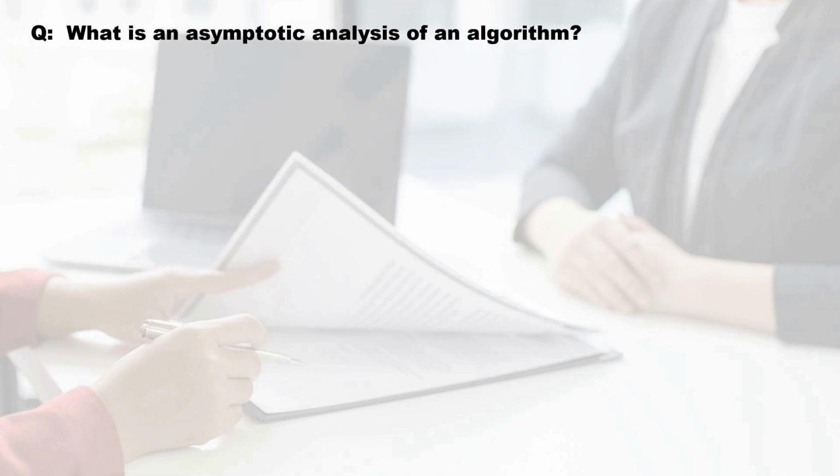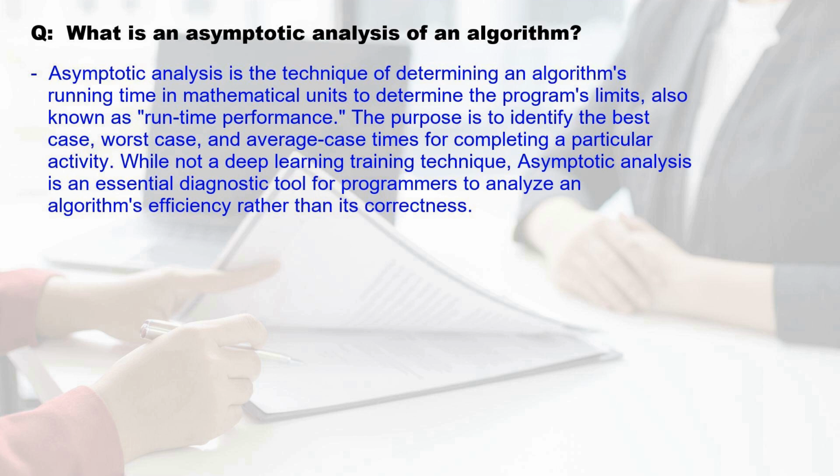What is an asymptotic analysis of an algorithm? Asymptotic analysis is the technique of determining an algorithm's running time in mathematical units to determine the program's limits. Also known as runtime performance. The purpose is to identify the best case, worst case, and average case times for completing a particular activity. While not a deep learning training technique, asymptotic analysis is an essential diagnostic tool for programmers to analyze an algorithm's efficiency rather than its correctness.